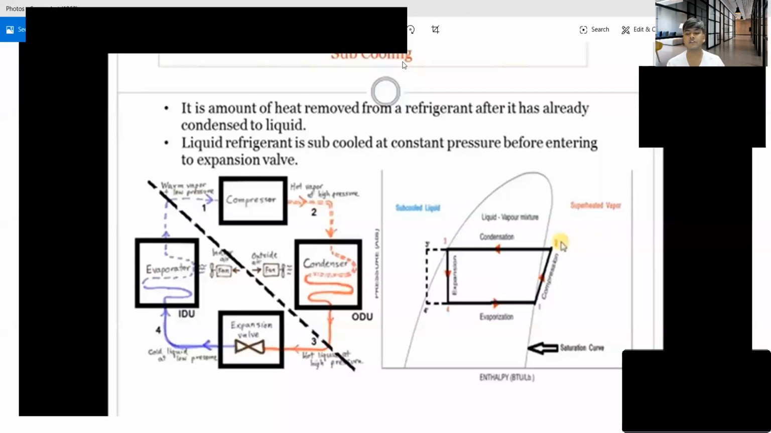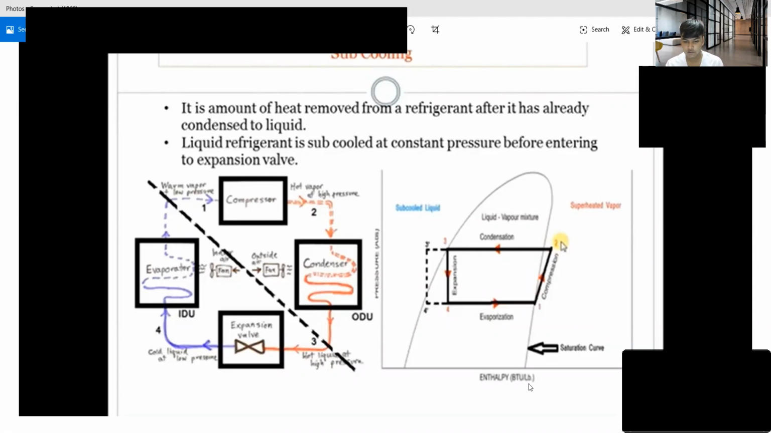This is your illustration of subcooling. Subcooling is the amount of heat removed from the refrigerant after it has already been condensed into liquid. Once it is condensed, heat is removed from the refrigerant further. That is called subcooling. So here we have the phase diagram of subcooling.